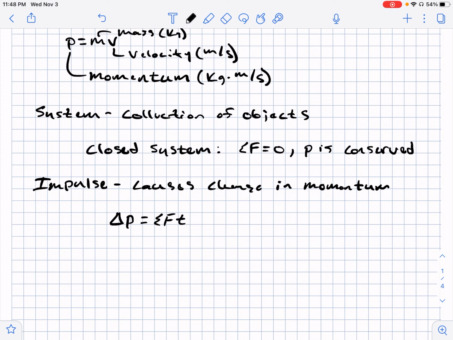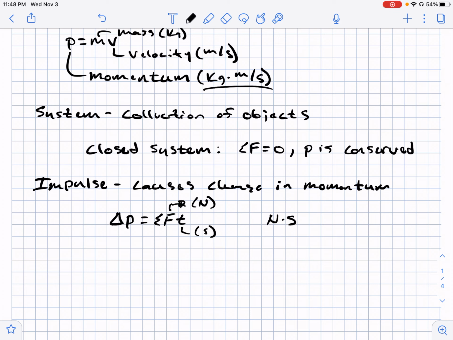A change in momentum is equal to an impulse, which is that net force exerted for a period of time. And remember, the unit for your force here is newtons, and the unit for time is seconds. And so the unit for impulse then would be newtons times seconds, which is the exact same thing as kilograms times meters per second. So either one of those would work for momentum, just depending on the problem and the numbers that I'm working with.